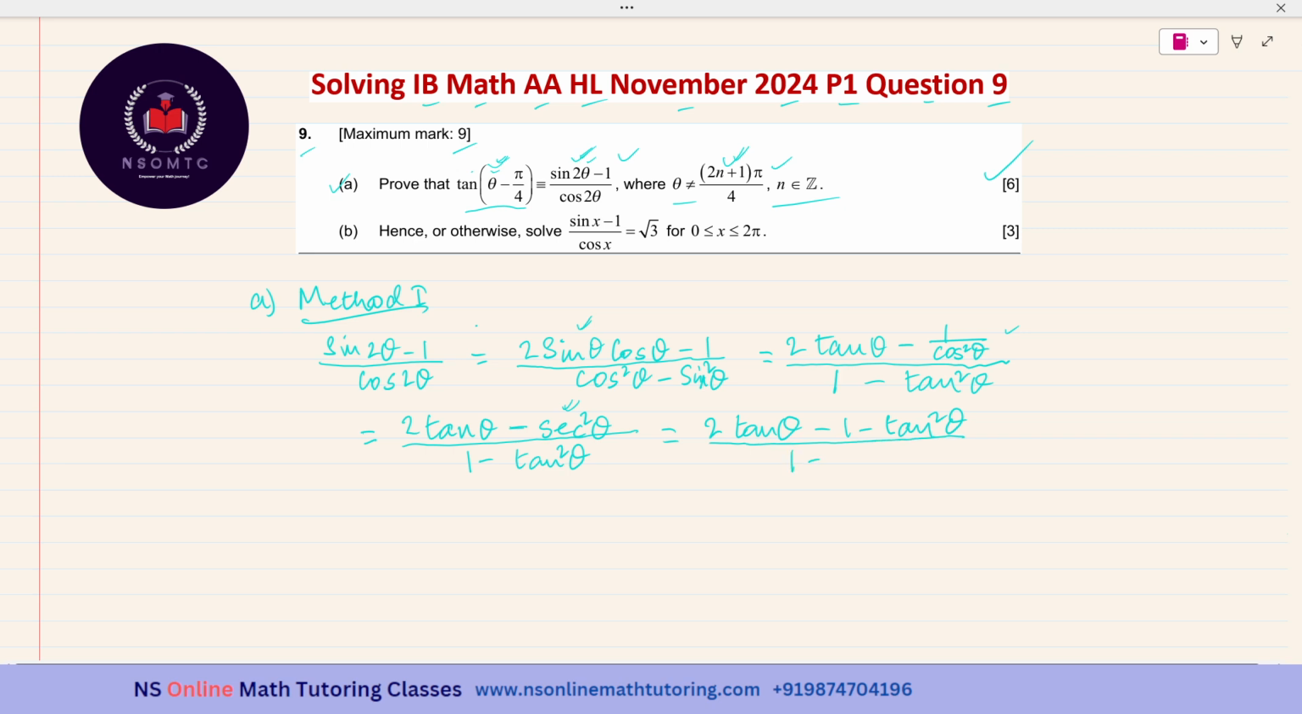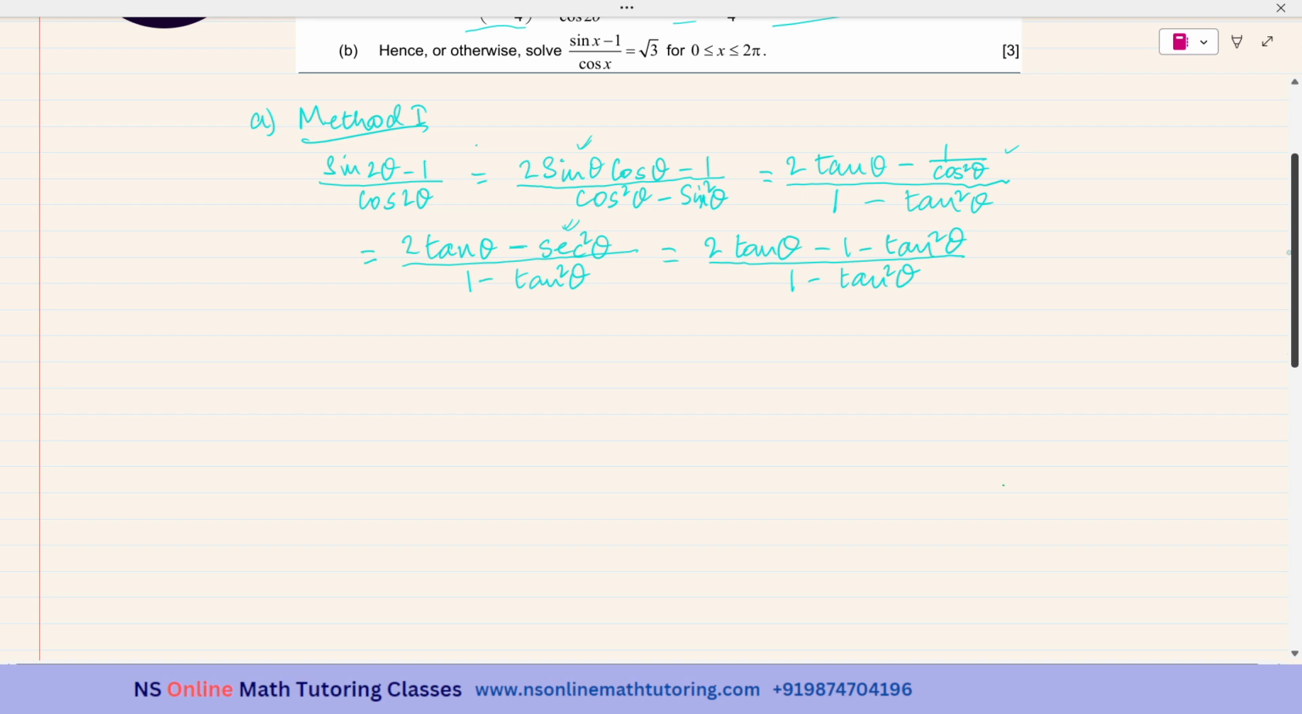Over 1 minus tan square theta. And this is equal to, okay, let me take the minus sign outside. Then it will be a whole square. So tan square theta minus 2 tan theta plus 1 over 1 minus tan square theta. So this is equal to negative, tan theta minus 1 whole square.